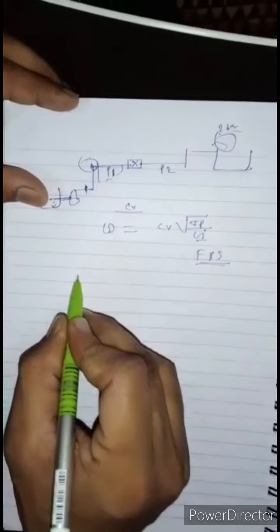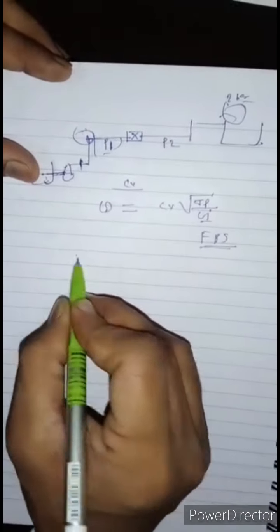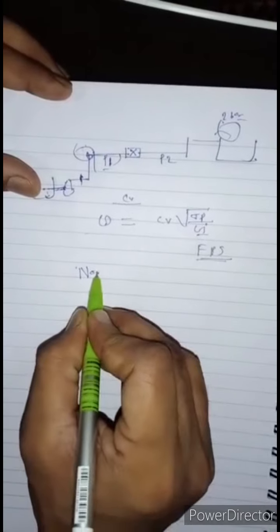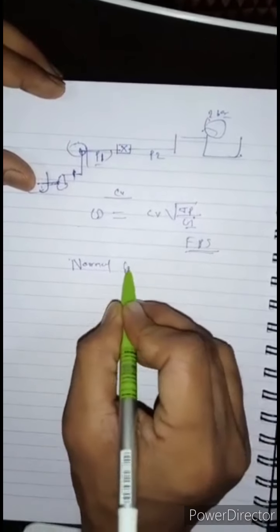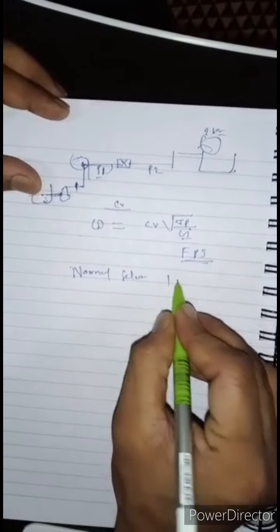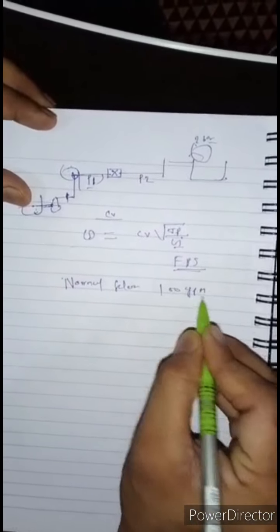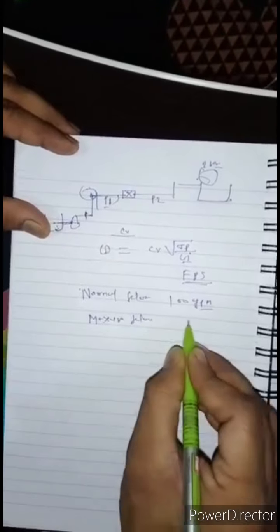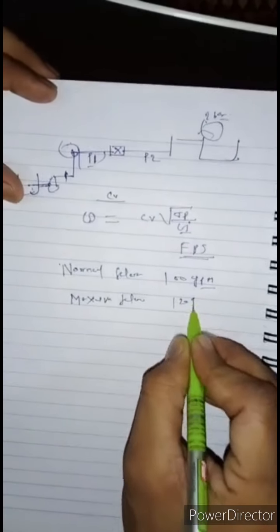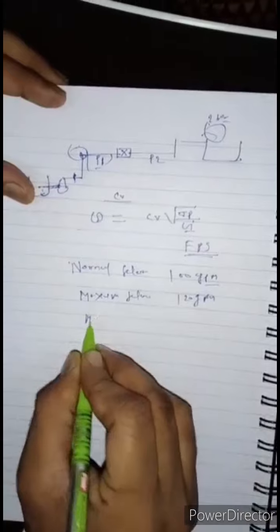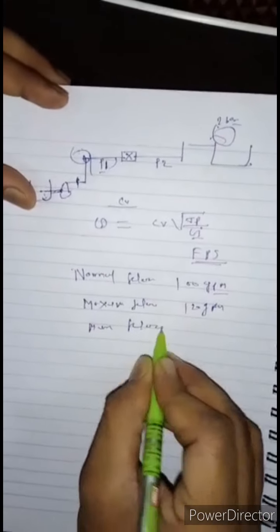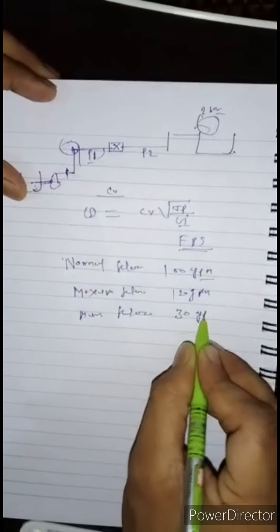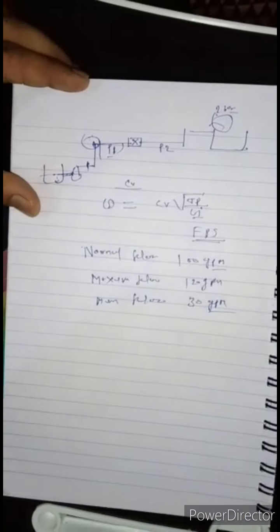So suppose we have some flow, a normal flow. I'm talking about this valve, through this valve, 100 GPM. I told you we will take FPS units. Maximum flow we will take 120 GPM, and minimum flow we will take 30 GPM.